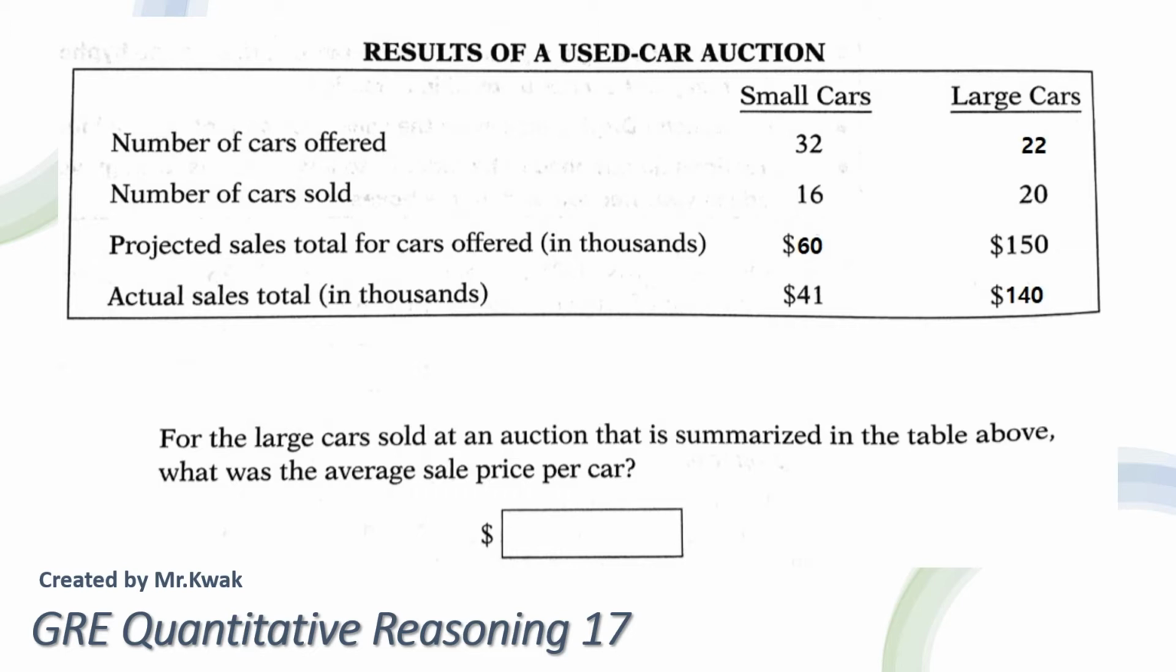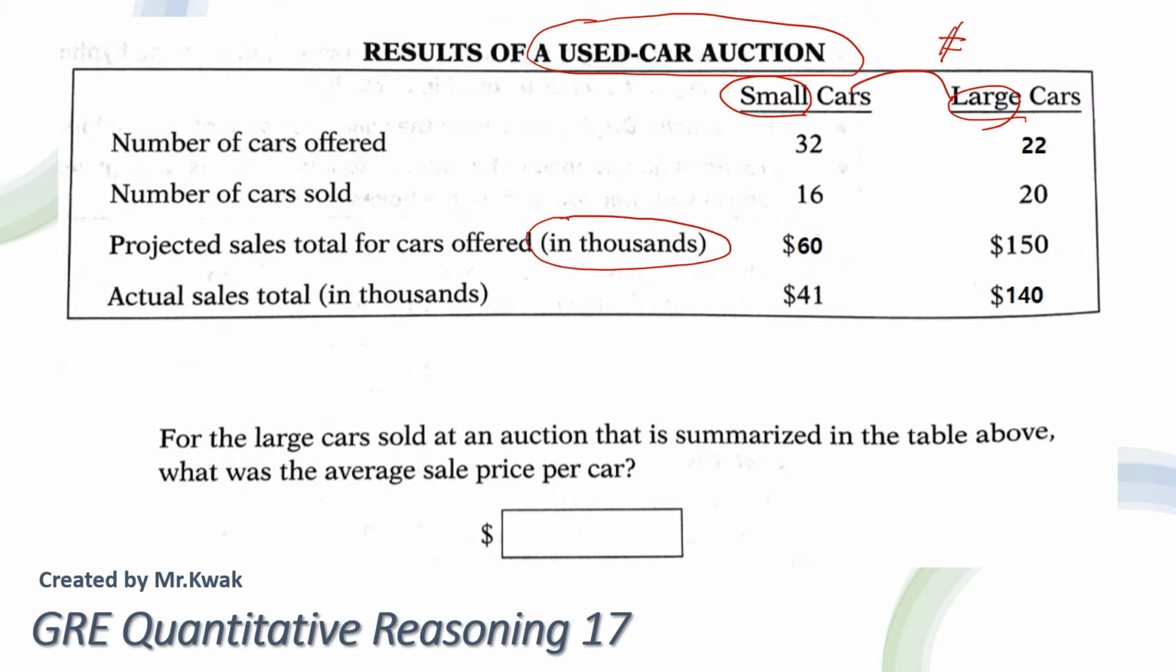Then let's read the question and table once again together and underline or circle very important factors together. First of all, it's kind of similar to analyzing reading comprehension. It's a result of a used car auction, so this could be the theme or the topic. And numbers of cars offered, small and large cars, those are numbers. And then number of cars sold. Projected sales total for cars offered in thousands.